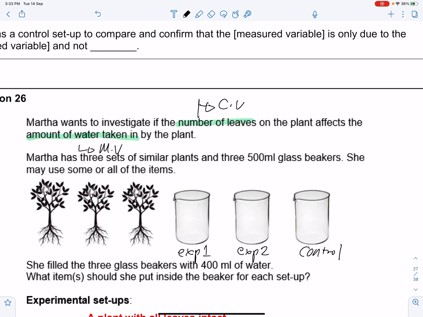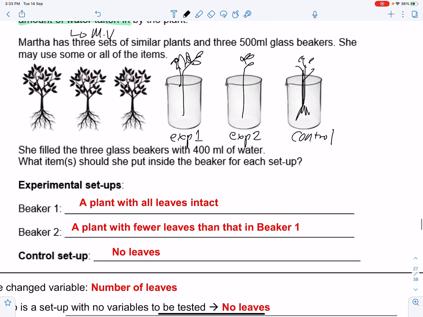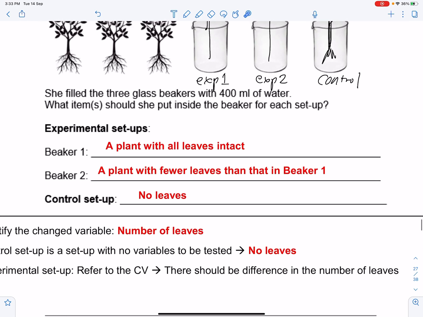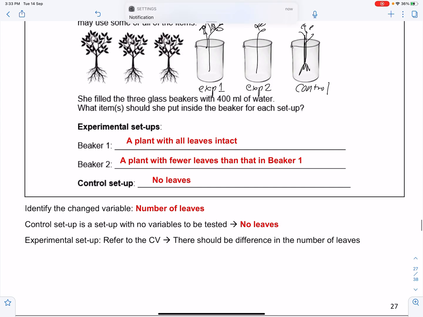So in short, you should have a plant that has no leaves on it. Remove away the leaves, right? And then you've got experiment 1 that has all the leaves. And then experiment 2 is a lesser number of leaves. Okay? So beaker 1 with all leaves, beaker 2 with fewer leaves, and control setup no leaves. Remove away the change variable. Okay? That's it. Very straightforward.